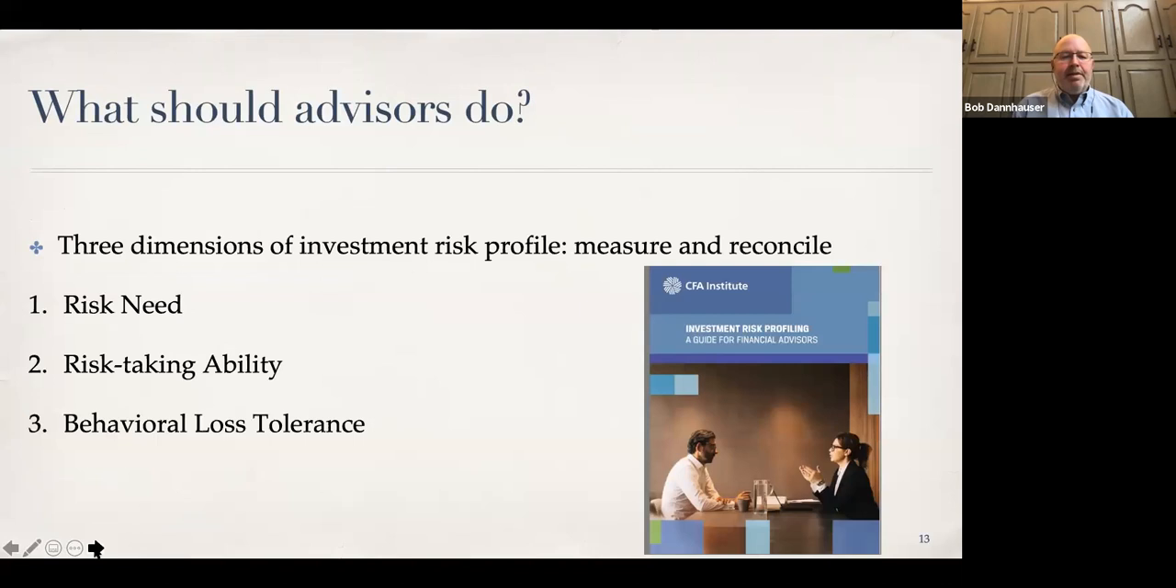So that's, believe it or not, a fairly quick look at the third dimension of the investment risk profile, the behavioral loss tolerance. And again, in the paper, there's a bit more information for you to help you discern how to evaluate some of the commercial systems that are out there, including some references to some other academic work that's been published that you might find interesting. Let's move on though and talk about risk-taking ability.